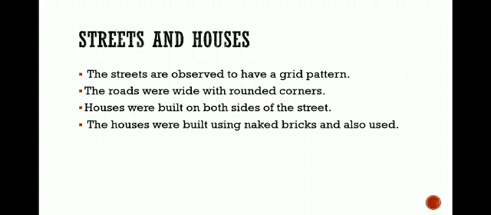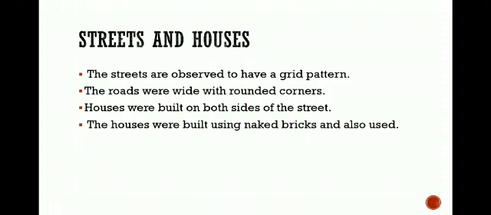Next one, we are going to learn about the streets and houses in the Indus civilization. The streets are observed to have a grid pattern, that is, they run straight from north to south and east to west, and these lines intersect each other at right angles. You can see that in the picture. The roads were wide with rounded corners.